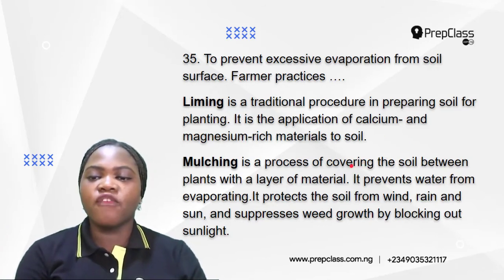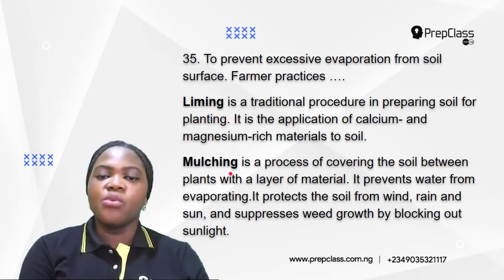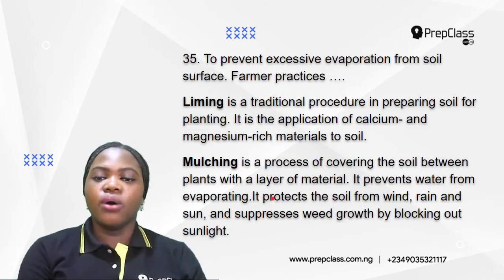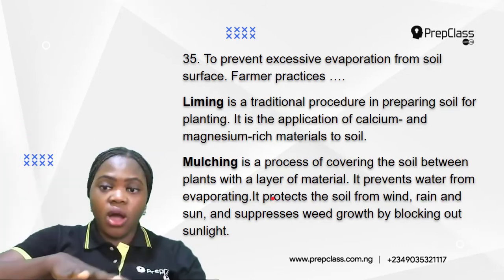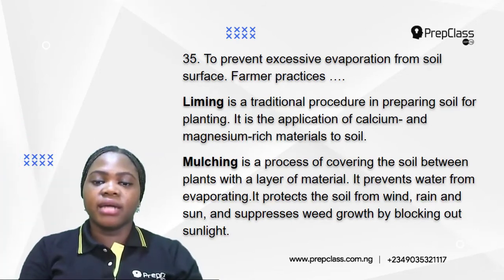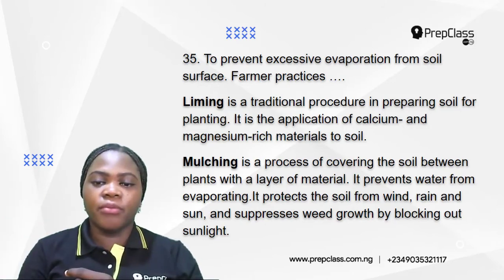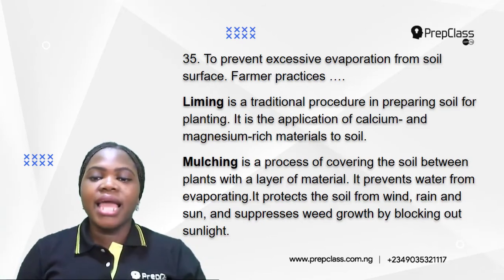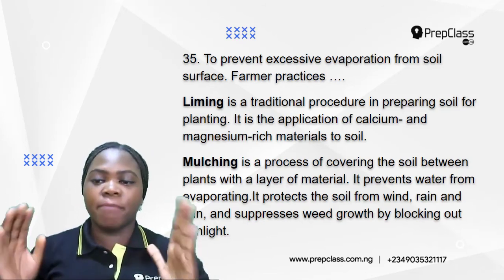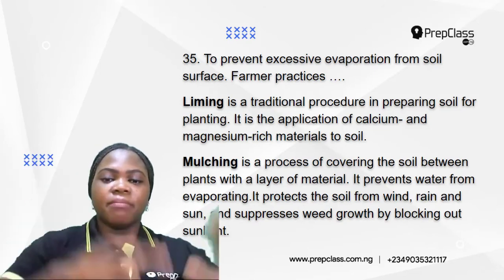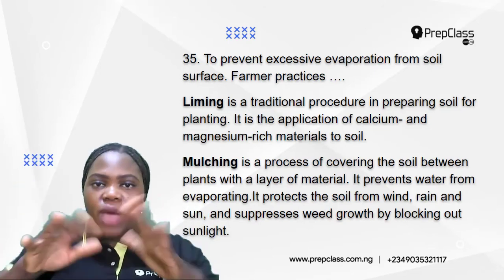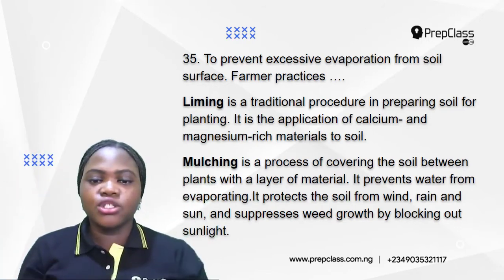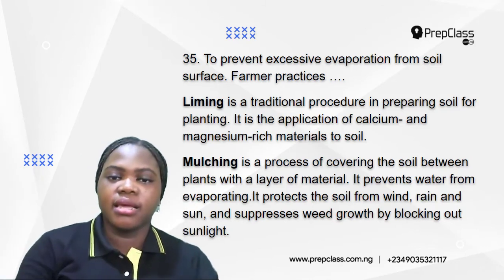Mulching is a process of covering the soil between plants with a layer of material. It prevents water from evaporating. So mulching is the process of covering the soil between plants with a layer of material. It prevents water from evaporating from the soil. It protects the soil from wind, rain and sun, and it also suppresses weed growth by blocking out sunlight. It has been covered with a material, so weeds will not be able to grow where it's covered because that area is not exposed to sunlight, so it suppresses the growth of weeds.